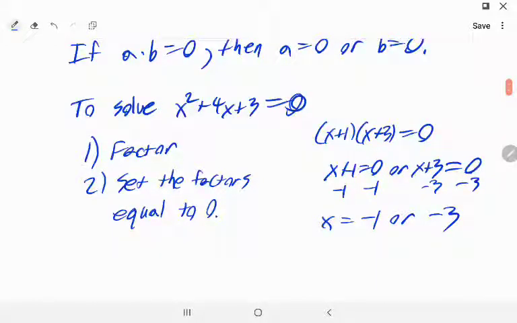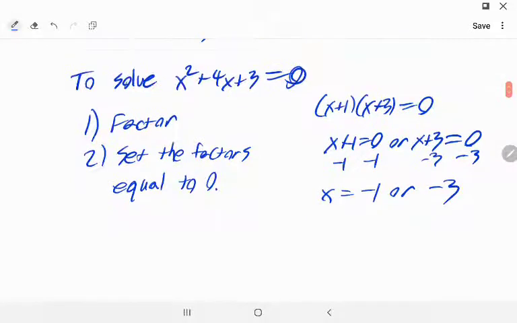Some of these you can solve just by looking at them. Looking at x plus 1 times x plus 3, that'll be 0 if x is negative 1 or x is negative 3. There'll be some that we'll have to work a little bit harder at.